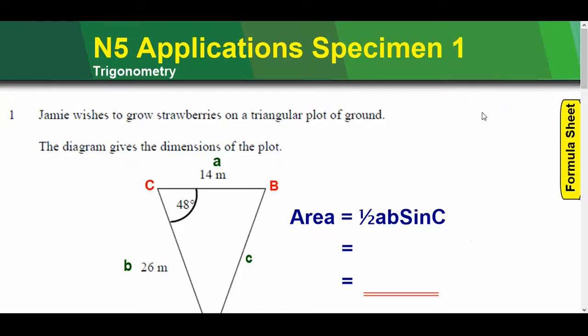Hi there, in this lesson we're going to look at the National 5 application Specimen 1 trigonometry questions, which are basically questions 1 to 3. Okay, let's look at the first one.